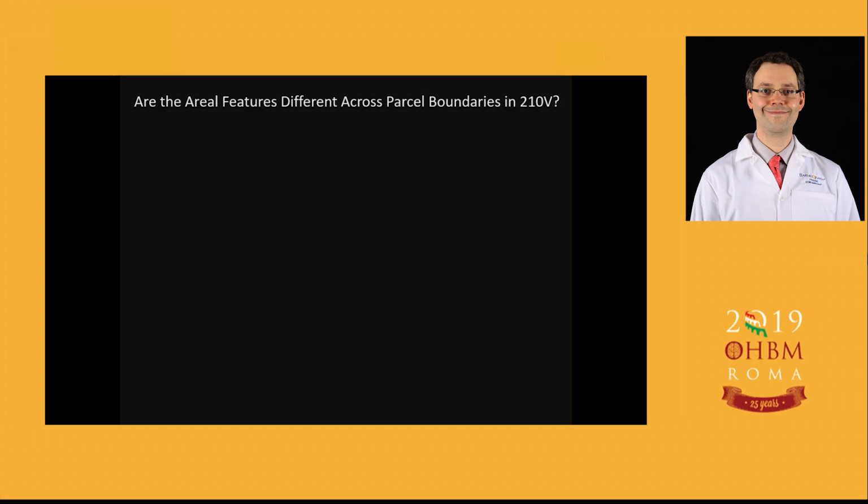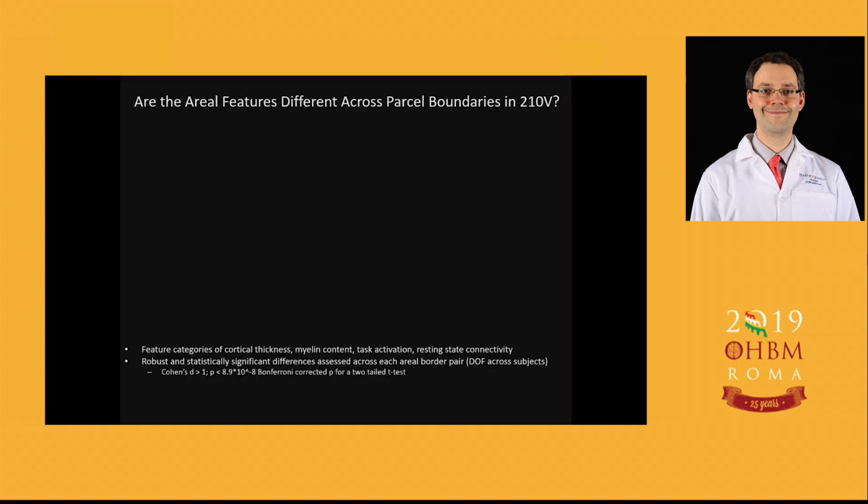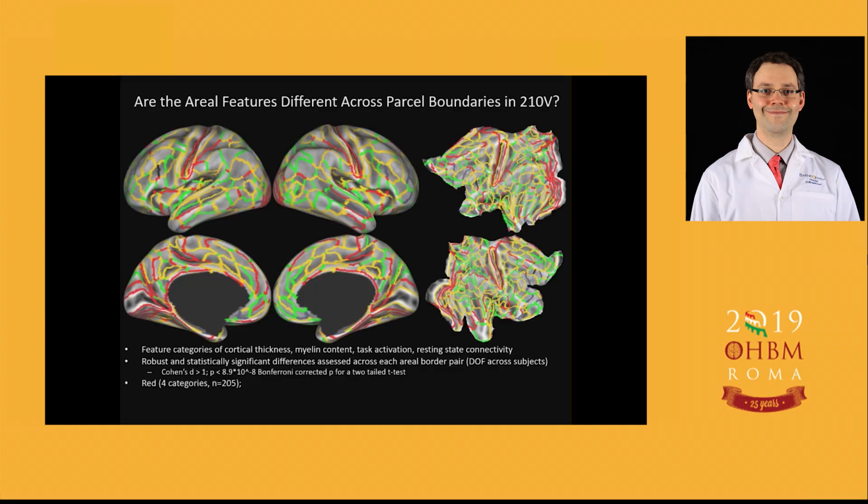So validation: are these areal features really different in an independent data set that wasn't used for parcellation? We're going to divide the features into 4 categories: thickness, myelin, task activation, and resting state connectivity. And we'll look for robust and statistically significant effects across each areal border pair, and our degrees of freedom for the statistics will be across subjects. We'll use really stringent thresholds here. We'll use a Cohen's d of 1, which is a really big effect size, and then a very stringent p-value corrected for multiple comparisons.